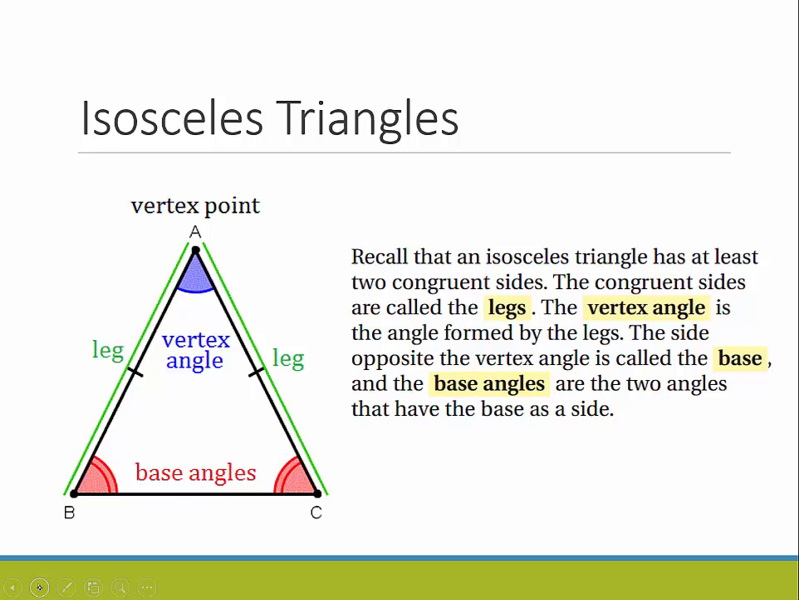So remember, an isosceles triangle has at least two congruent sides. The congruent sides are called legs, and the vertex angle is the angle formed by those legs. So in this picture, your vertex angle is this guy up here. The side opposite the vertex angle is called the base, and then you have base angles here and here.